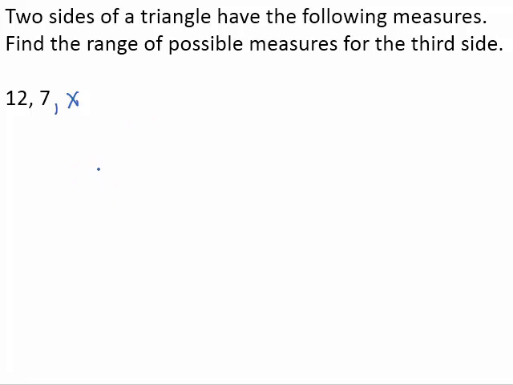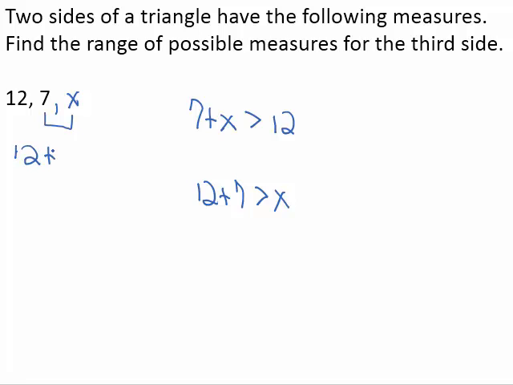And if you remember the triangle inequality, it tells us that if we add up two sides, it always has to be bigger than the third side. So in other words, 7 plus x has to be bigger than 12. And 12 plus 7 has to be bigger than x. And 12 plus x has to be bigger than 7. So you end up with three inequalities that you can possibly write. You write all possible combinations, then you solve all of them.